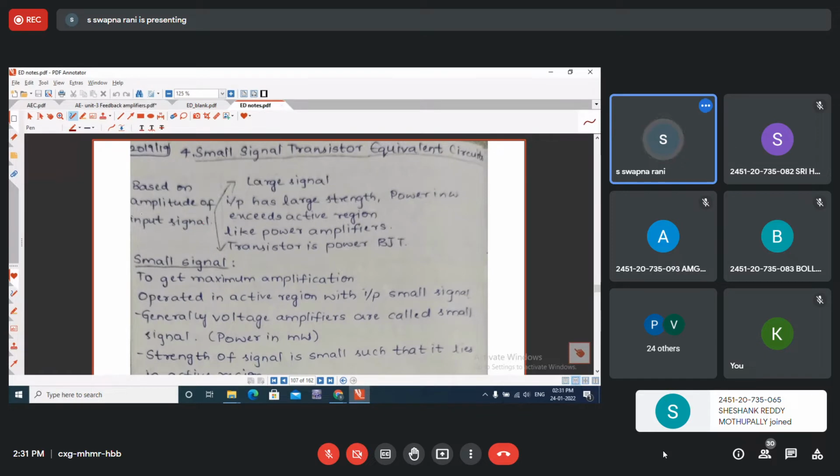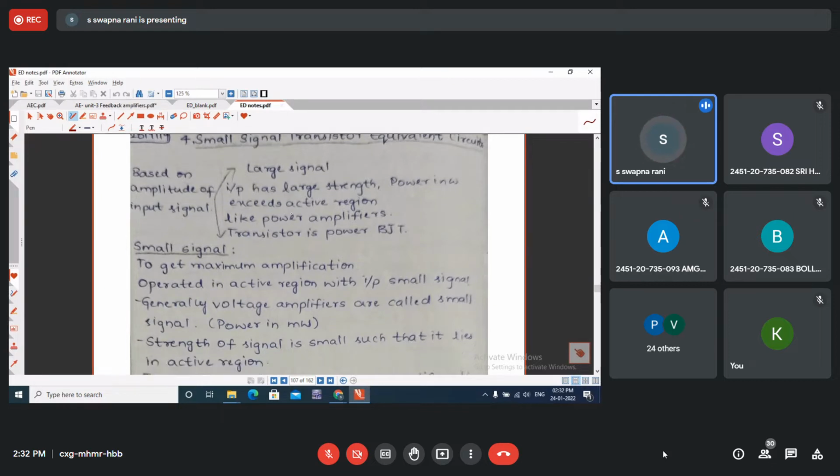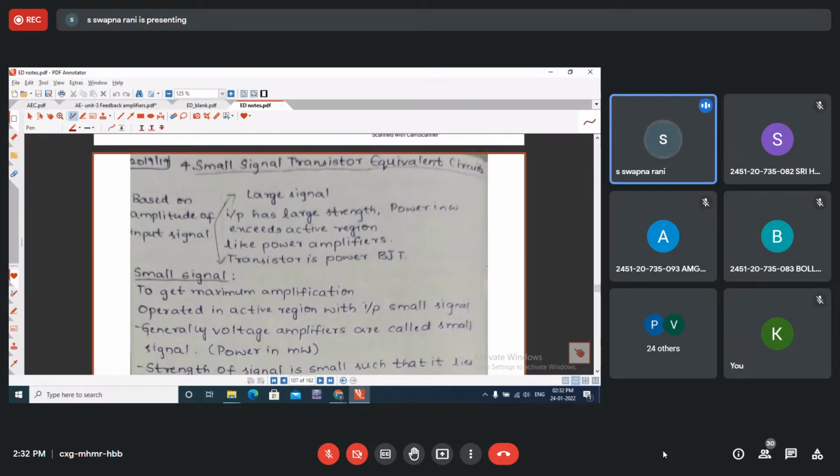So far we have seen all the device characteristics, the electrical behavior of the device, with voltage and current variations in the device. Now in this chapter we will be concentrating on the amplifier analysis. In the third unit we discussed only how a transistor can be used as an amplifier, how it amplifies the signal.